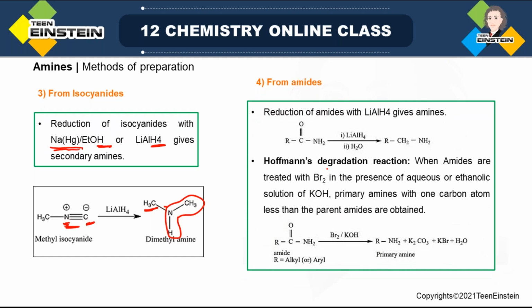If the starting material is an amide, that means RCONH2, two methods are there. You can reduce it with lithium aluminum hydride. In this case, this CO will be converted to CH2. For the rest of the part there is no change.